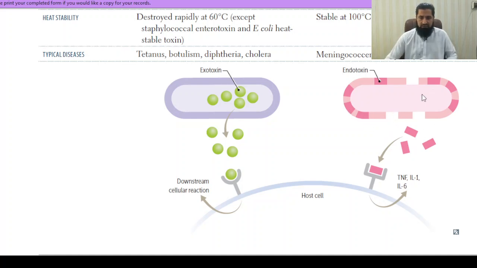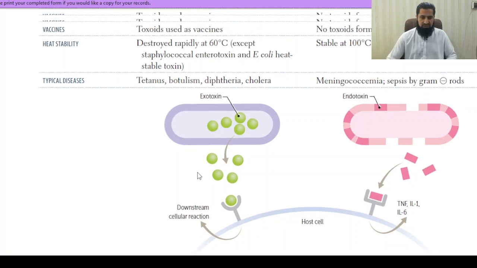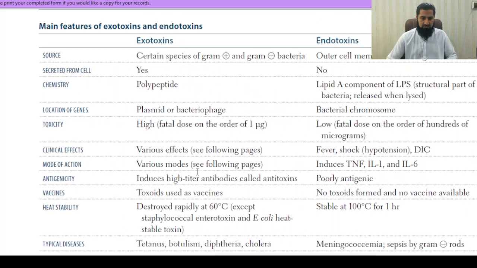For example, we sometimes use antibiotics and due to this cell lysis will occur. What happens in this case? The endotoxin gets released and will activate the host cell, and the host cell response will be tumor necrosis factor, interleukin 1 and interleukin 6. There will be some other downstream responses. Come on, let's see the difference between these two.